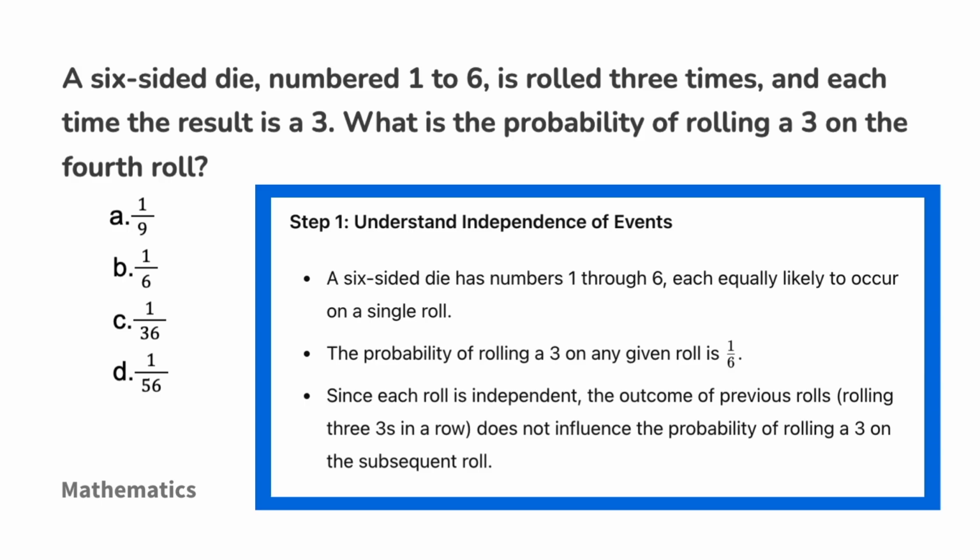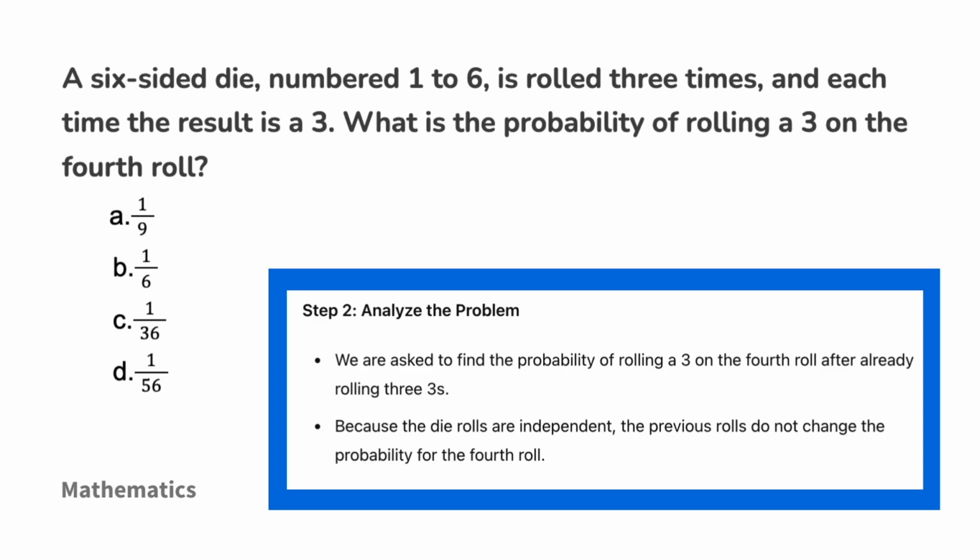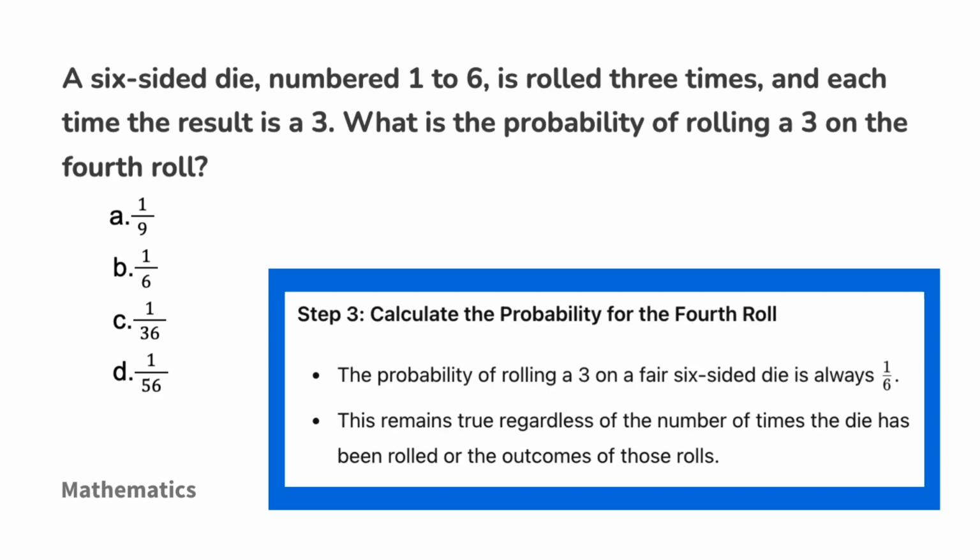So now it's time to analyze the problem. We are asked to find the probability of rolling a 3 on the 4th roll after already rolling 3 3s. Because the die rolls are always independent, the previous rolls do not change the probability of the 4th roll. So we need to calculate the probability for the 4th roll now. And keep in mind that the probability of rolling a 3 on a fair 6-sided die is always going to be 1 out of 6.